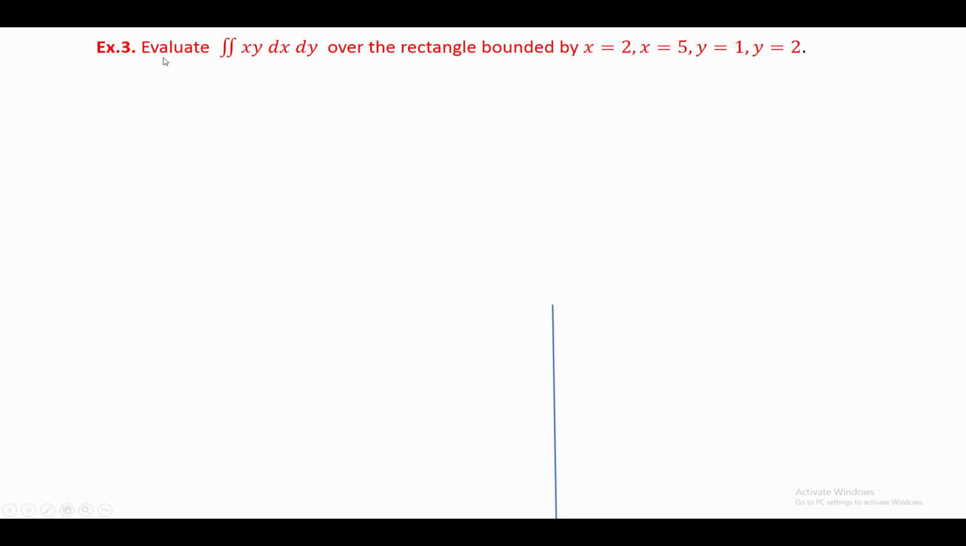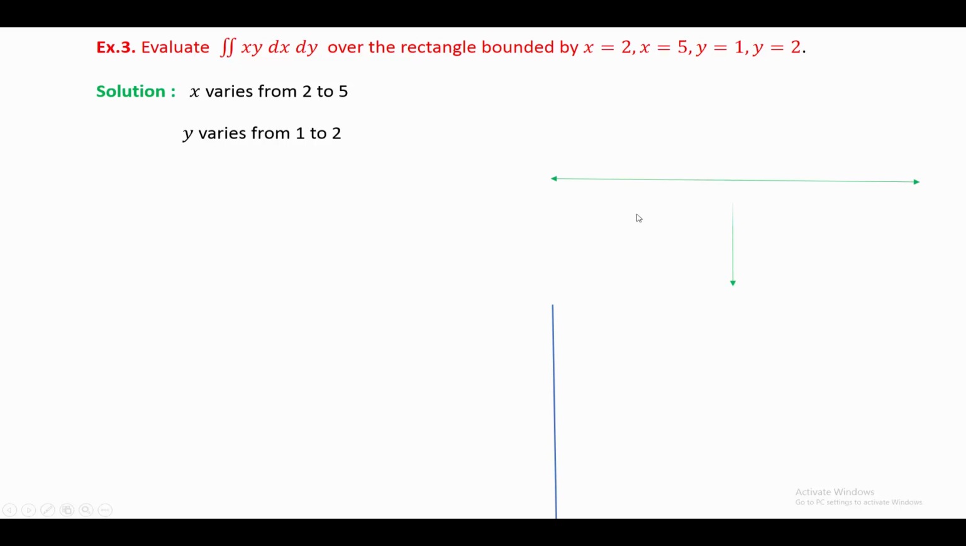Next, example number 3. Evaluate the double integration of xy dx dy over the rectangle bounded by x is 2, x is 5, y is 1 and y is 2. Solution. Here x varies from 2 to 5 and y varies from 1 to 2.